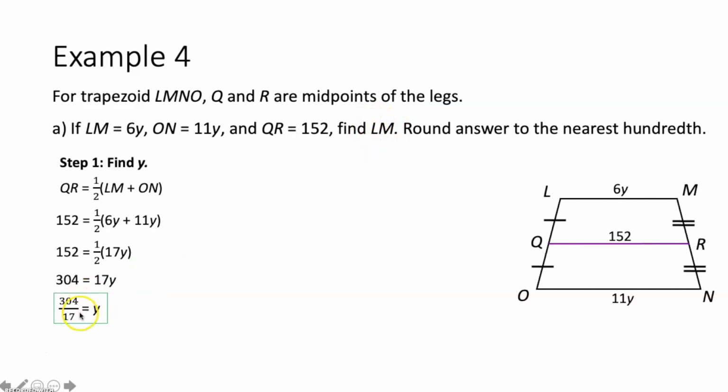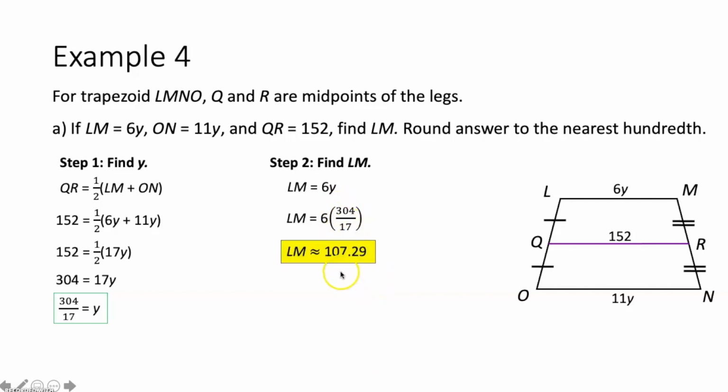That means I need to keep what I found for y as exact as possible, because if I round too early, I'll get the wrong answer. So I then find the measure of segment LM by taking what the measure of segment LM was equal to, 6y, plugging in what I found for y here, and then simplifying. 6 times 304 over 17 gives you approximately 107.29. We rounded here to the nearest hundredth because this is what we are trying to find.